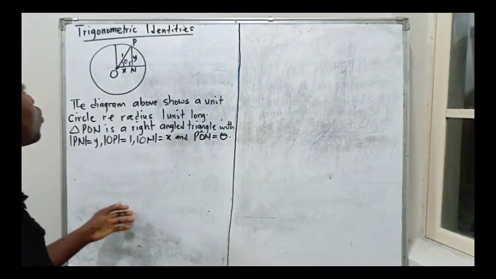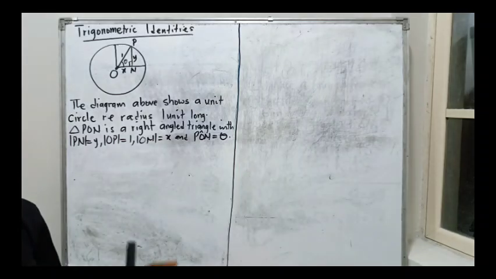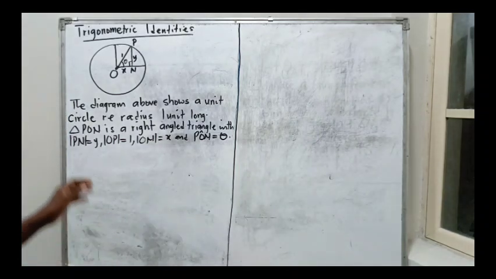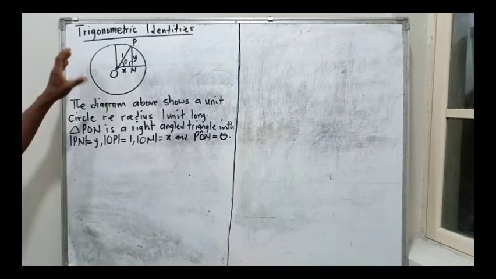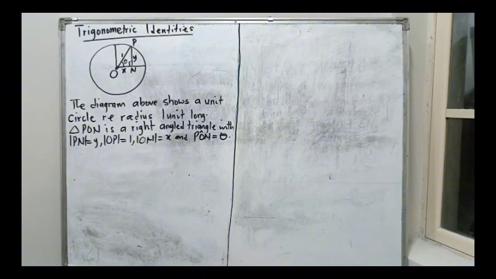This evening we are going to be looking at some trigonometric identities. There are three basic identities that we want to prove this evening. But for us to do that, we need a circle, as in the diagram above, which is a unit circle with radius 1 unit long.